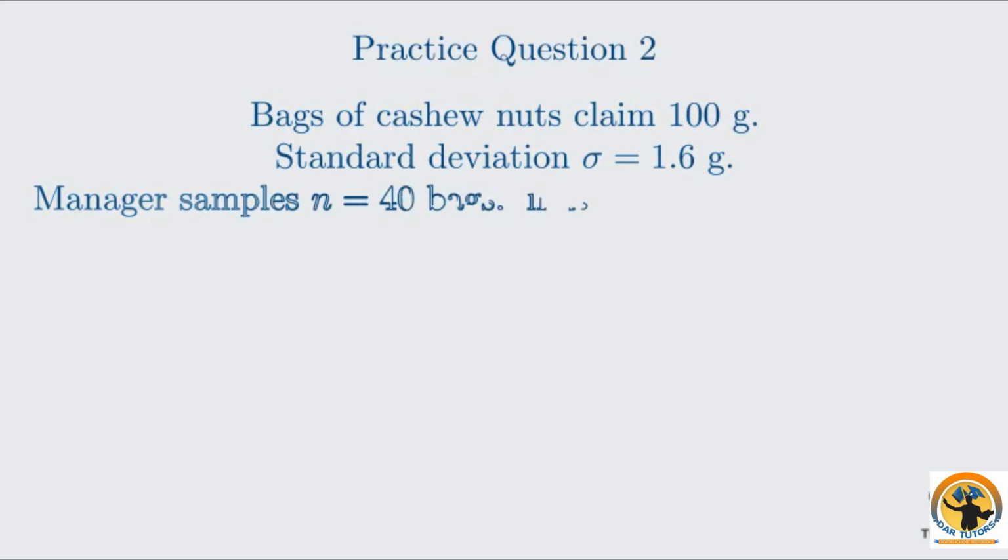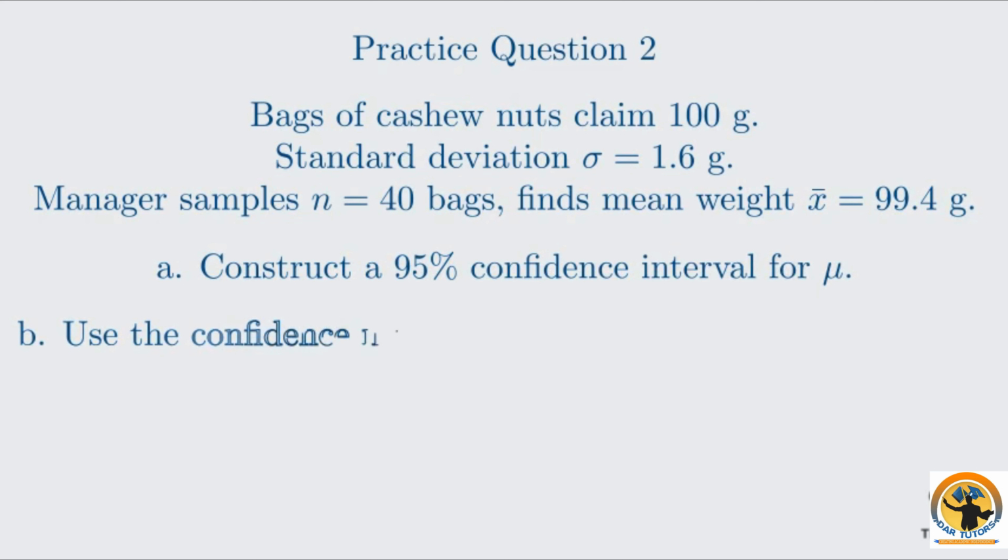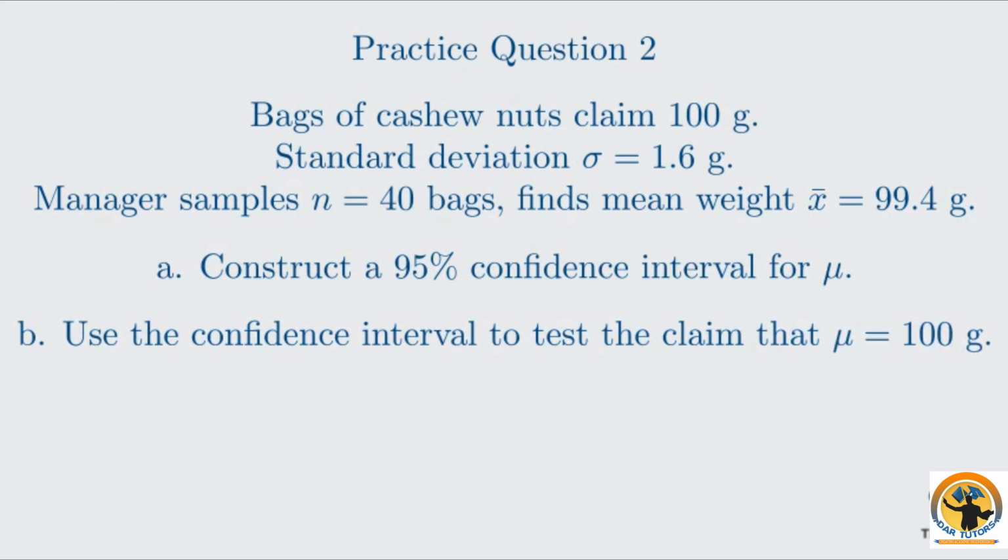Question 2. Bags of salted cashew nuts are advertised to have a net weight of 100 grams. The manufacturer knows the standard deviation of weights is 1.6 grams. A quality control manager samples 40 bags and finds their mean net weight is 99.4 grams. Part A, construct a 95% confidence interval for the mean net weight. Part B, use the confidence interval to test the claim that the mean net weight is 100 grams.